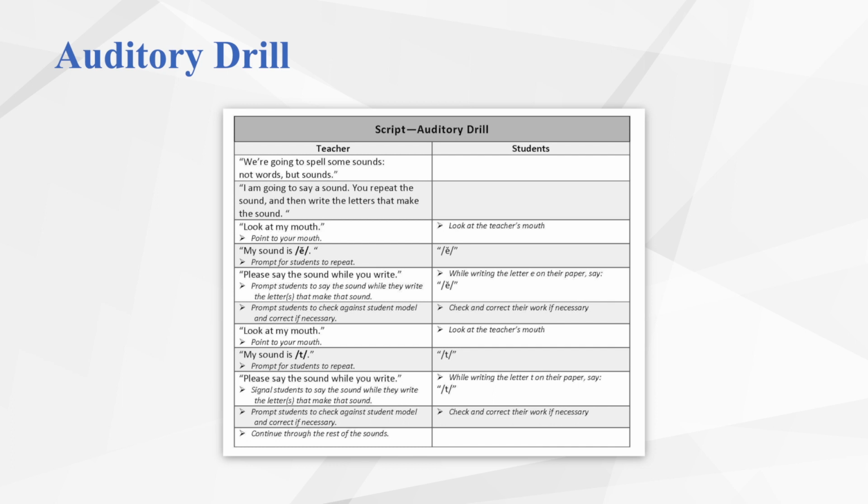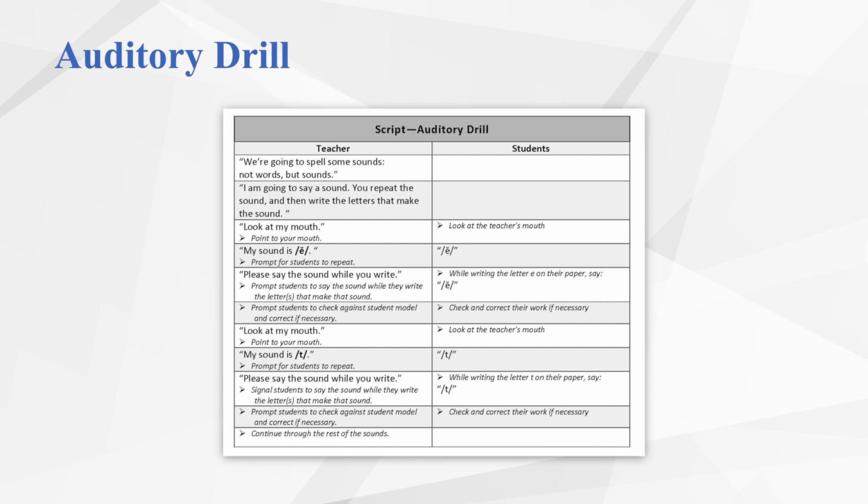Eventually, you'll want to eliminate the teacher talk and use nonverbal clues, such as pointing to your mouth when you're ready to say a sound. We ask them to repeat the sound, which is our way of checking to make sure they heard the sound correctly. Eventually, you'll want to eliminate teacher talk and provide the nonverbal clue of holding your hand out, which tells students to repeat. It is also important to maximize this multisensory practice by having students say the sound while they write it on their paper.